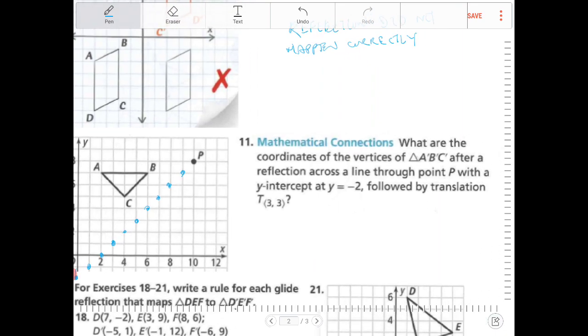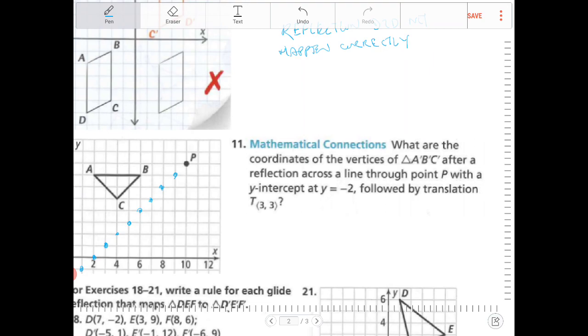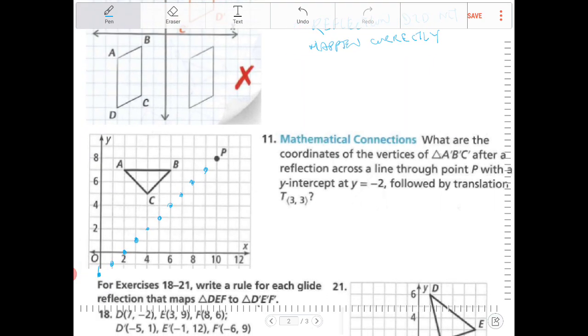And what we're going to be doing is reflecting this and then translating it. So when we reflect this, point C reflected over this line, where will it end up? It will end up over here. This is C prime. Where will B prime end up? B prime will end up over here.